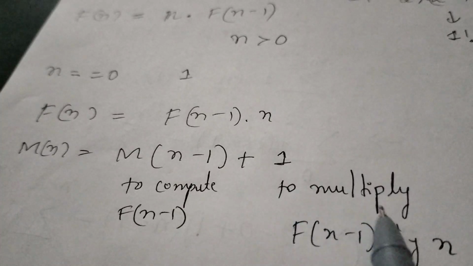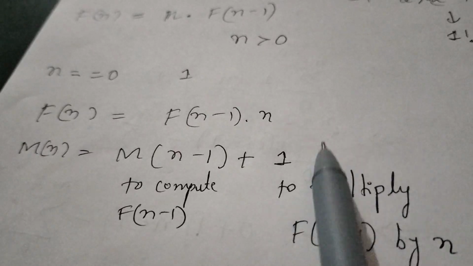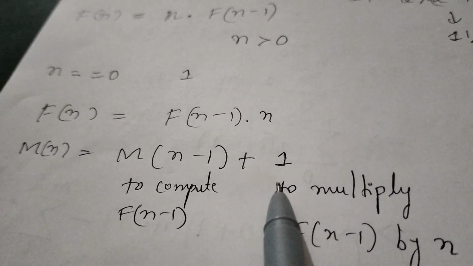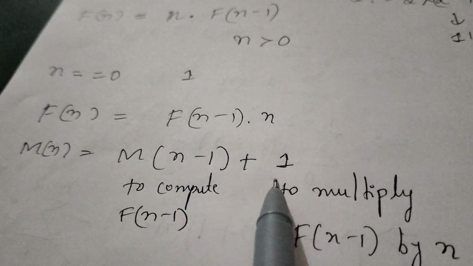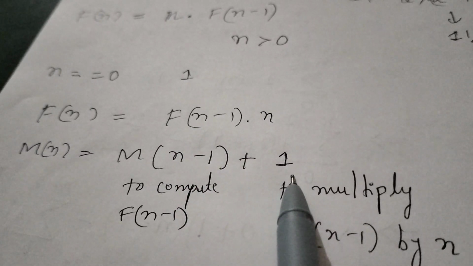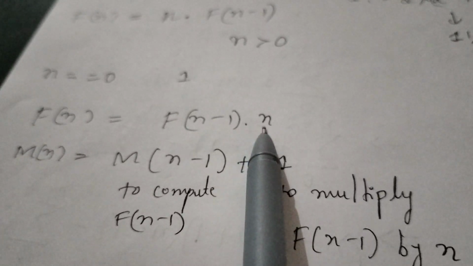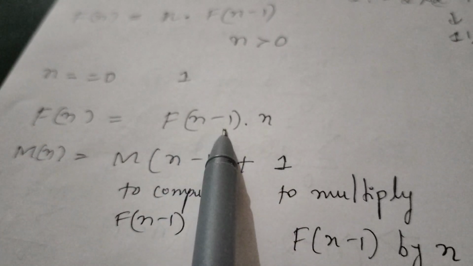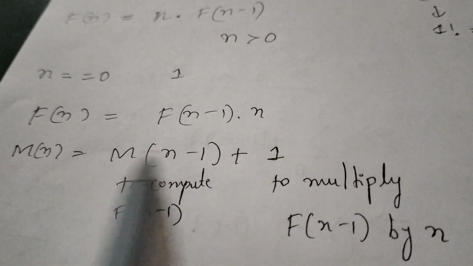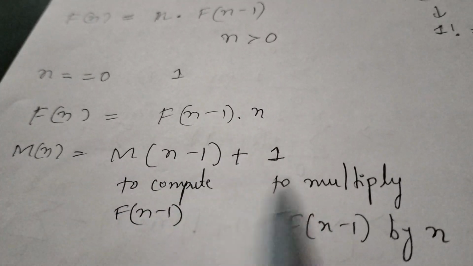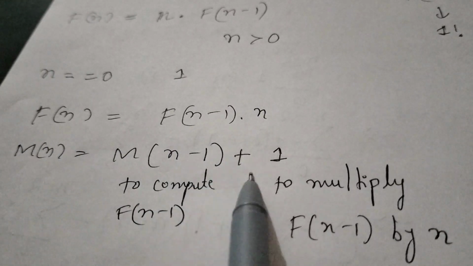To multiply f of n minus 1 by n, we require only one multiplication. That's what it says. To multiply this with this, we have only one multiplication operation, which we perform only one time. n is multiplied with f of n minus 1 only once. Apart from that, we should compute m of n minus 1. So this will be your entire equation now: m of n is equal to m of n minus 1 plus 1.